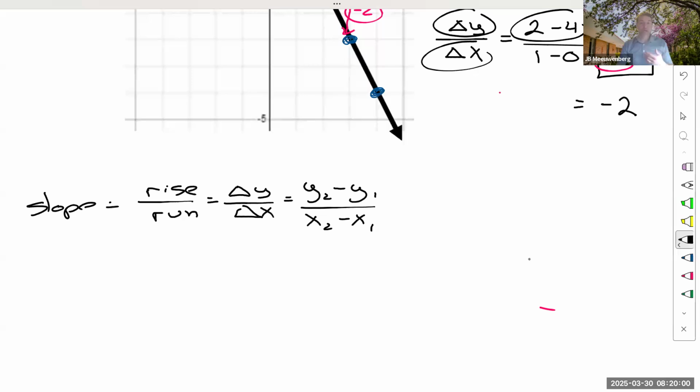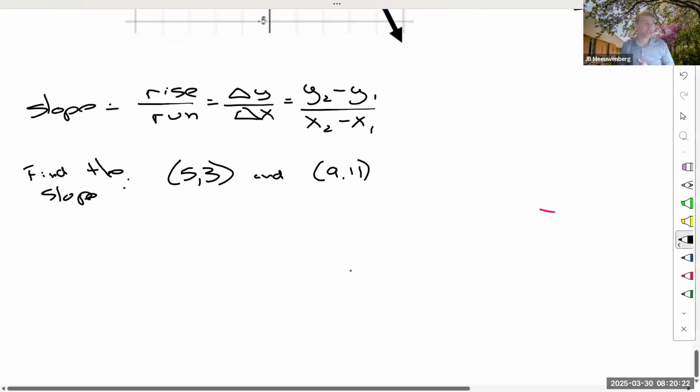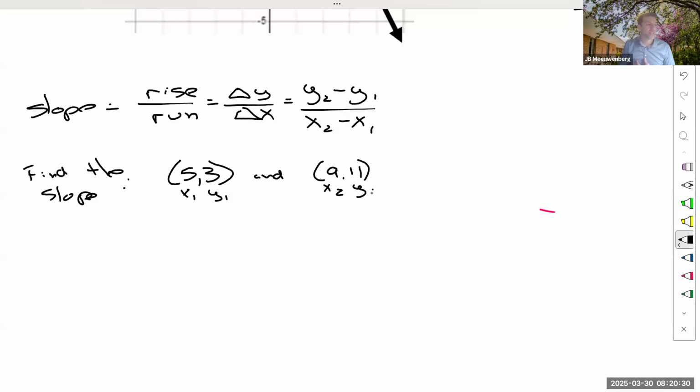And so let's practice this a little bit. If I just give you a couple coordinates, we're going to find the slope. The two coordinates we have are 5, 3 and 9, 11. So I'm not even going to give you a graph, just the 2 points. I always suggest labeling this as x sub 1, y sub 1, x sub 2, y sub 2, just so we've identified which variable is represented by which number. And so we'll say that our slope is equal to y sub 2 minus y sub 1, 11 minus 3, over x sub 2 minus x sub 1, 9 minus 5.